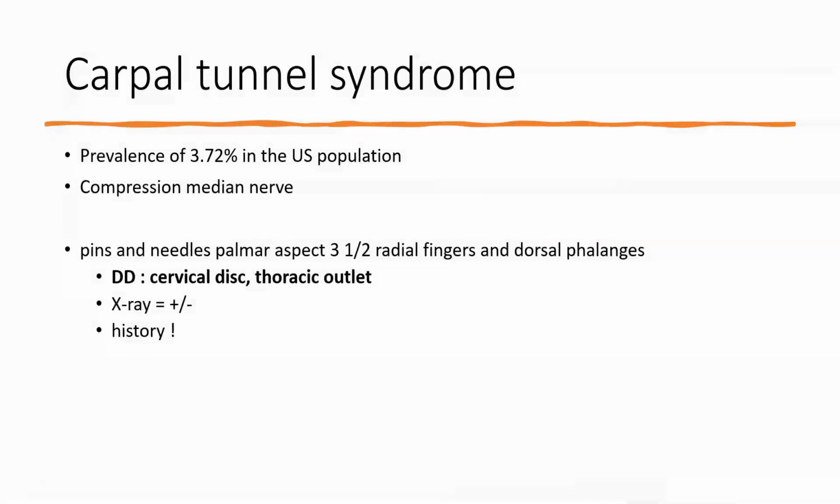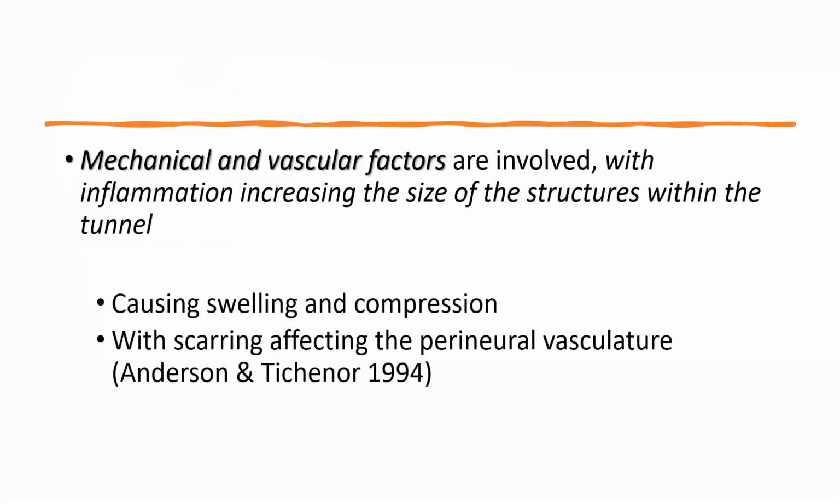A carpal tunnel syndrome is a pretty frequent lesion where we talk about the compression of the median nerve. And of course we have to make a differential diagnosis with a cervical disc protrusion compressing a nerve root and a thoracic outlet phenomenon, but we're going to do that a little bit later on. In fact, we can't miss a carpal tunnel syndrome.